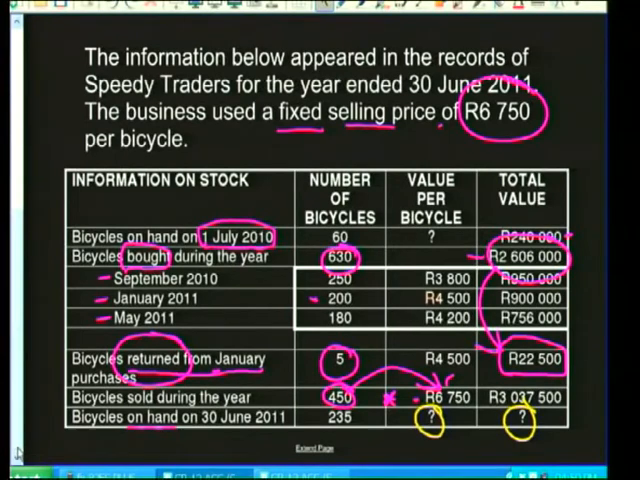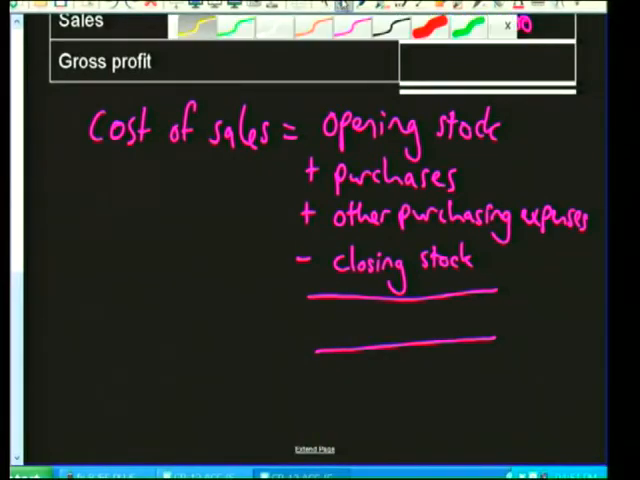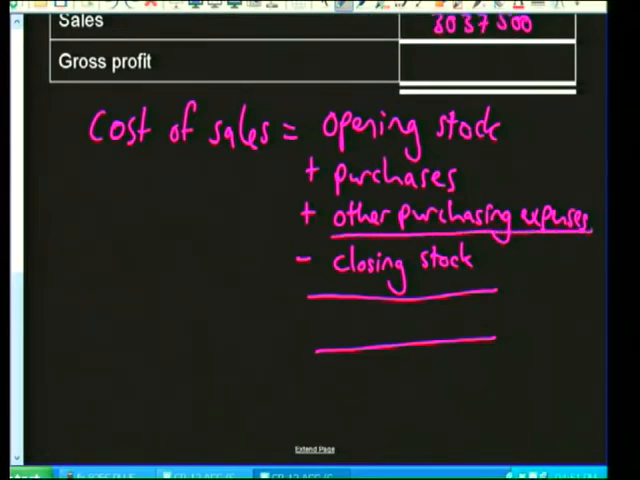Now, if we look back at the information that we've been given, we will see that all we are given is our purchases. We, in fact, are not given any other purchasing expenses in this particular example. So it's actually a little bit easier than using the whole full formula because we actually only need opening stock plus purchases minus closing stock, since we do not have any other purchasing expenses. This item does not apply to this particular question. But just remember, if you get a question that has carriage on purchases or any other purchasing expenses, you must make sure that you know to use that full formula.